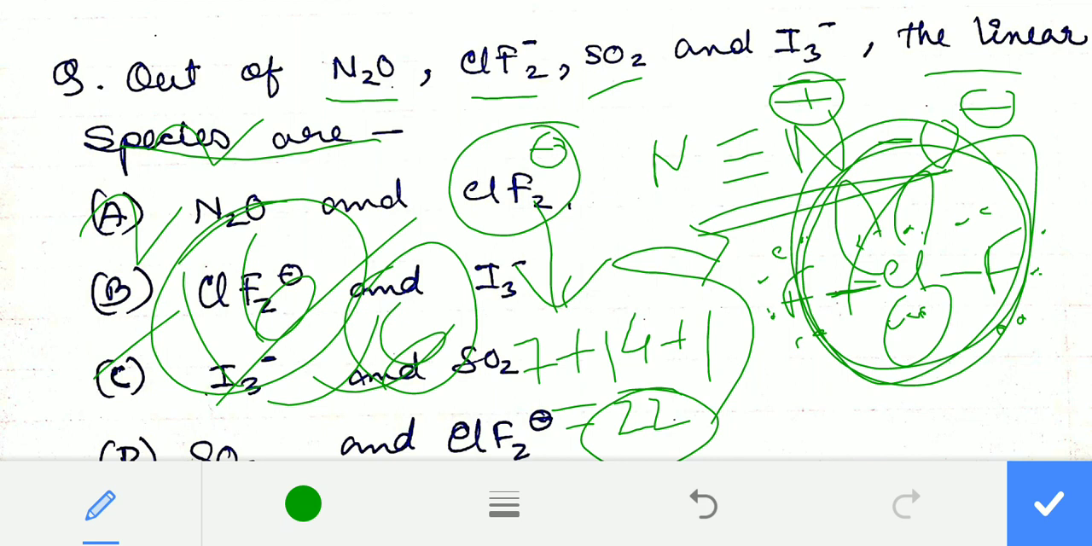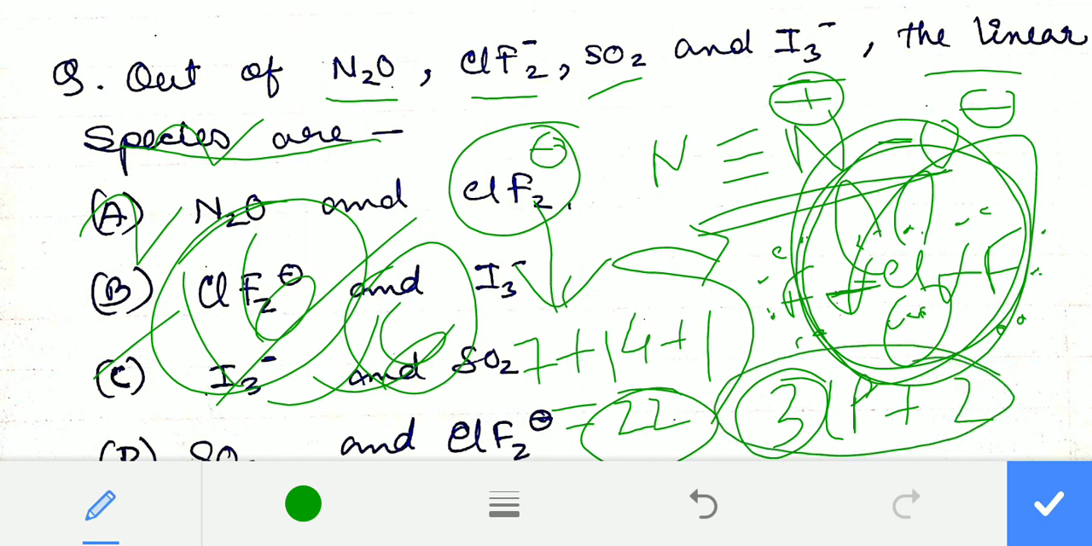Now you just keep in mind that when the central atom has 3 lone pair with 2 bond pairs, this is a bond pair, this is a bond pair, this structure is always going to be a linear structure. Okay, this is a rule, or you can say it's a short trick. So in option A, N2O is a linear, ClF2 minus is also a linear molecule or linear species. So option A will be the right option for this question.